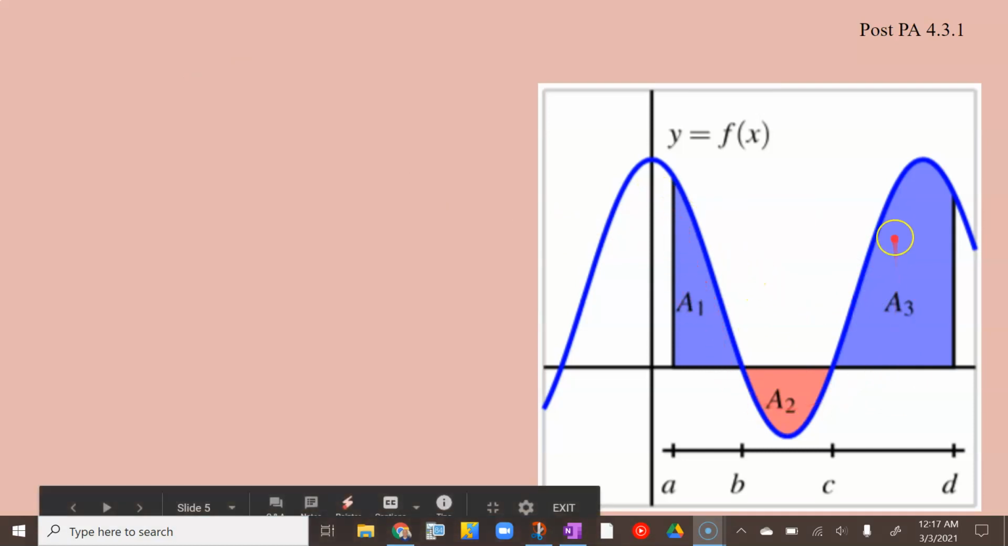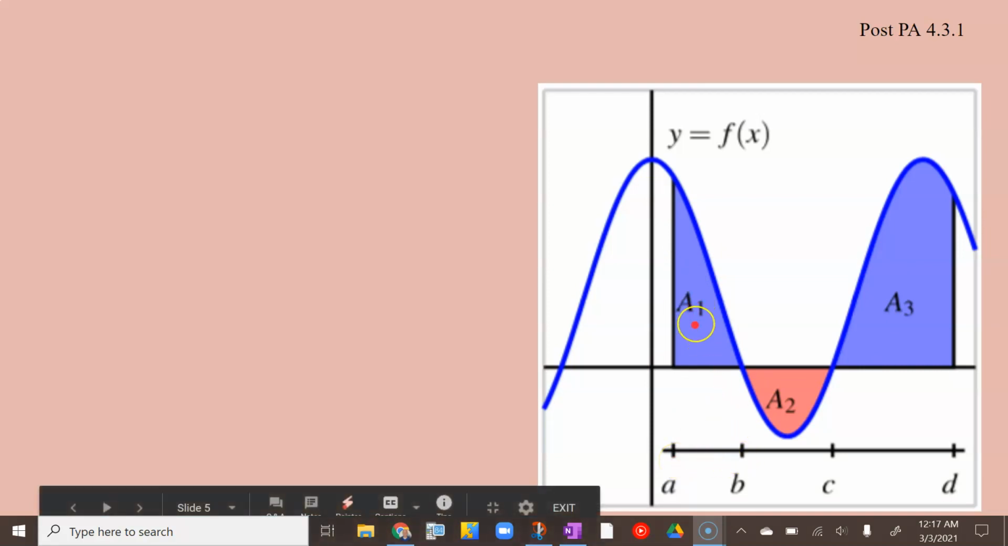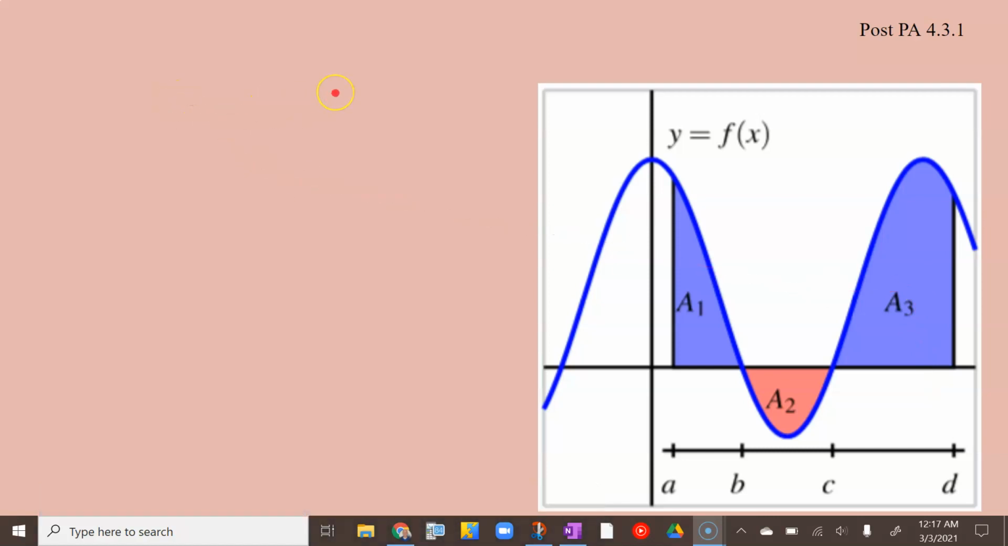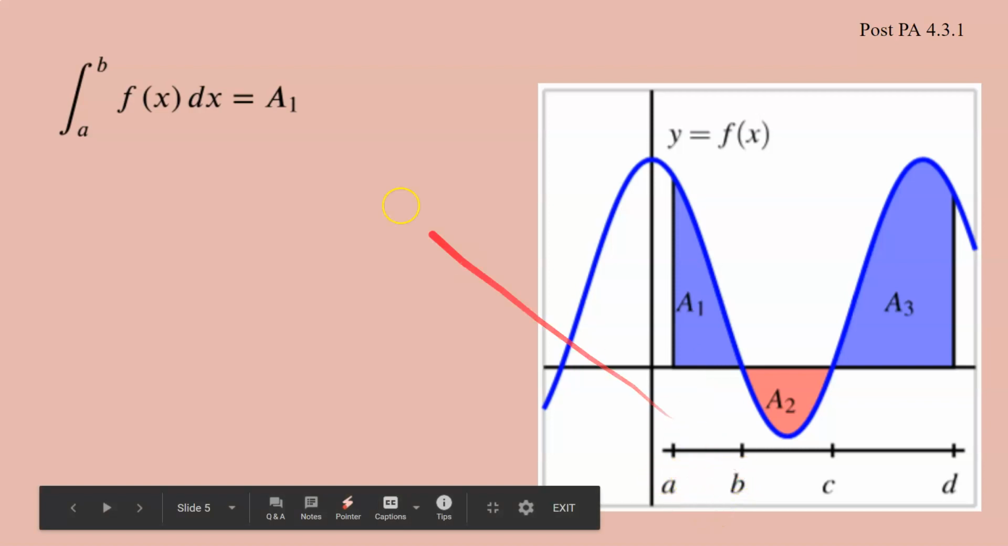It's some curve, and we have some interval from a to b, which is a positive area. We have some interval from b to c, which represents a negative area, and then from c to d, which is a positive area. So if we want to represent this as integrals, we say this. The integral from a to b of f of x dx, we have to put the dx in there because the delta x represents the width of every rectangle. f of x is the output. f of x dx, that's A1.